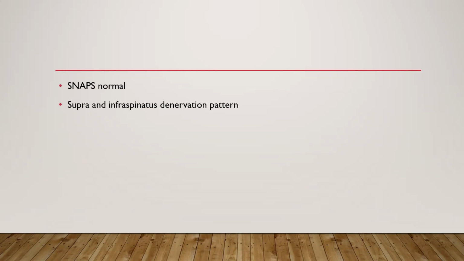Is it upper trunk involvement? I am saying all other muscles are normal; it's just supraspinatus and infraspinatus. Then it is the suprascapular nerve. Only supra and infraspinatus get affected, so it is the suprascapular nerve.